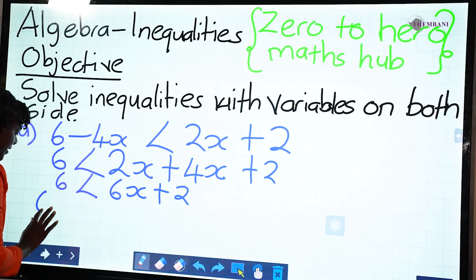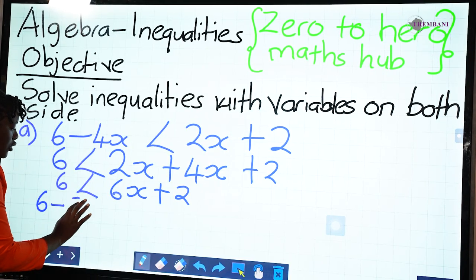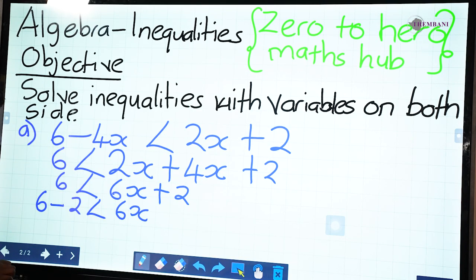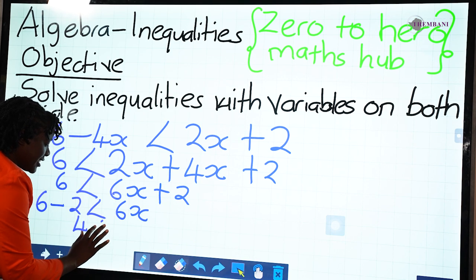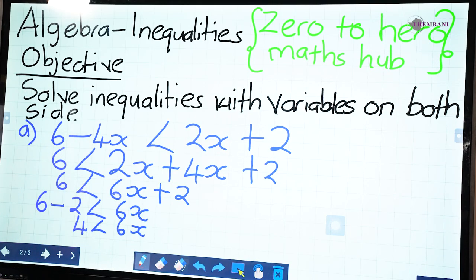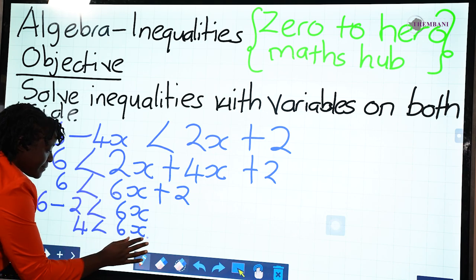So I have 6 minus 2 is less than 6x. 6 minus 2 is going to give me 4. So I will have 4 is less than 6x. But since I'm solving for x, I need to find the variable x, where I'm saying x is less than or greater than whatever is there. So my variable in this case is x. So I'm going to divide both sides by 6.